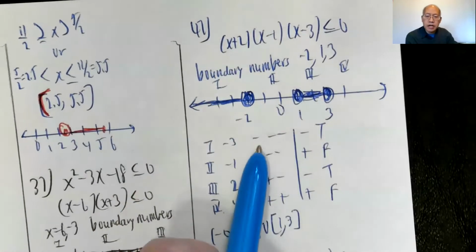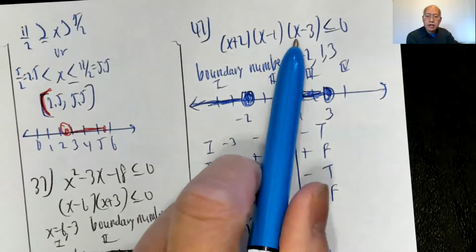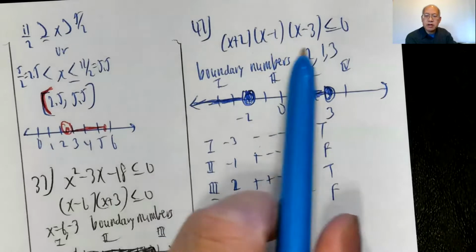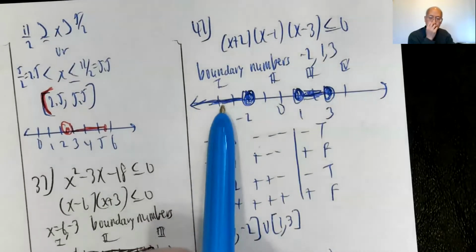Negative 3 plus 2 is negative. Negative 3 minus 1 is negative. Negative 3 minus 3 is negative. 3 negatives gives me a negative. Is a negative less than or equal to 0? That's true. Shade in region 1.